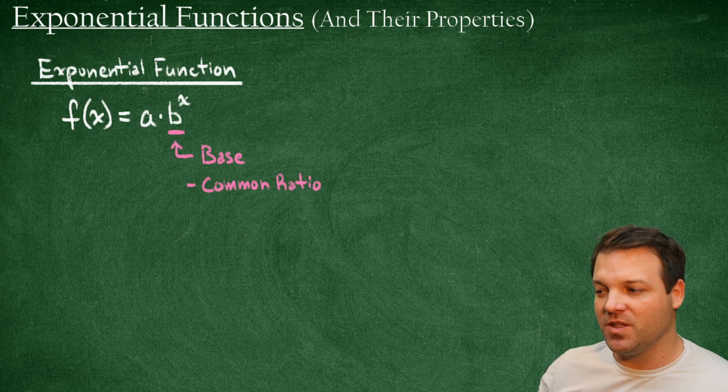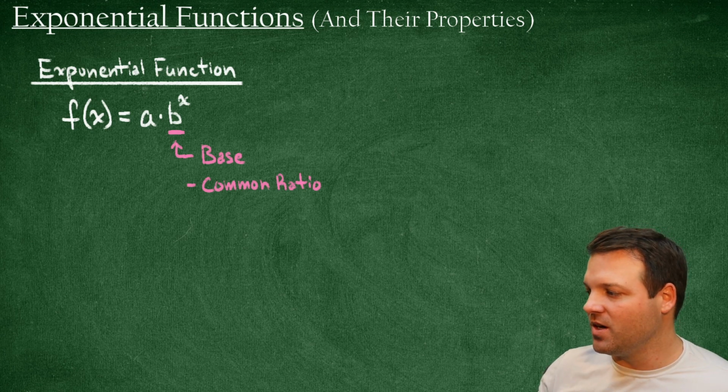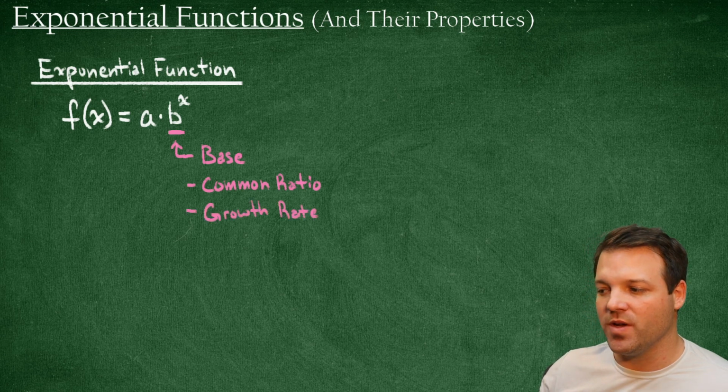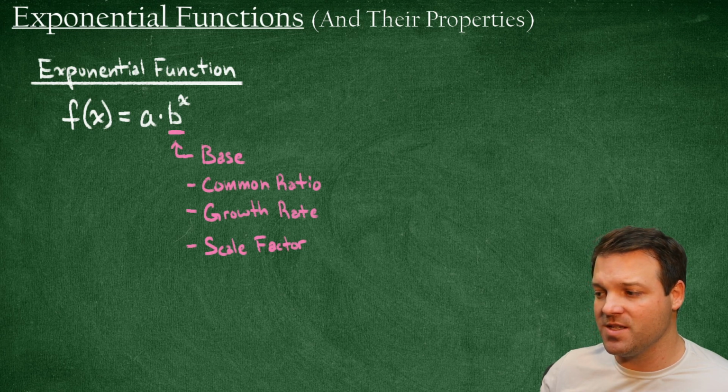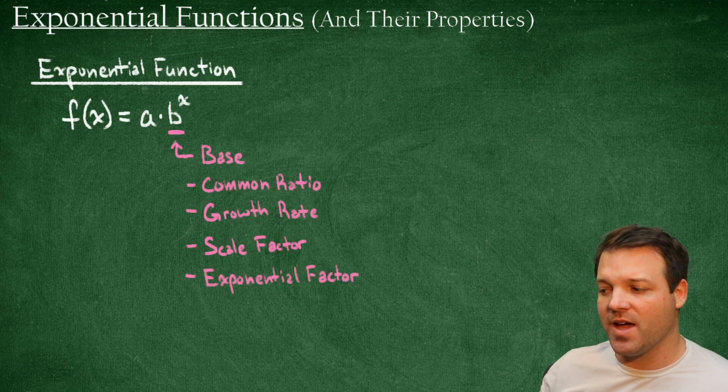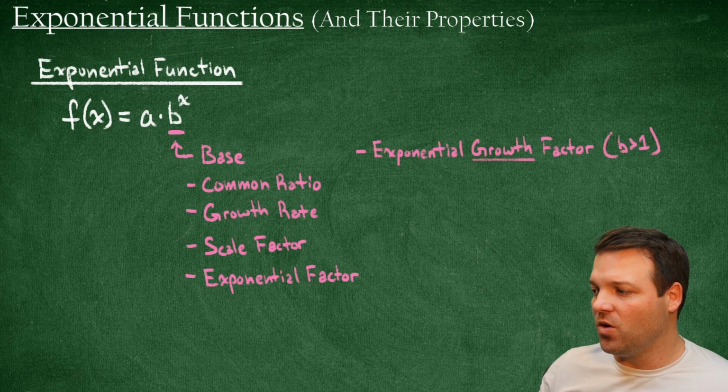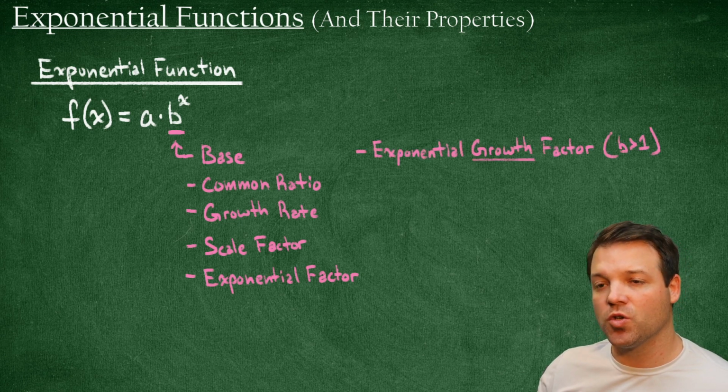However, if you had just gotten out of a geometric sequences unit, then we would call it r for the common ratio, which is a very similar thing. Or you might hear it referred to as the growth rate. All right, or you might hear it referred to as the scale factor, or the exponential factor, or it could be the exponential growth factor.